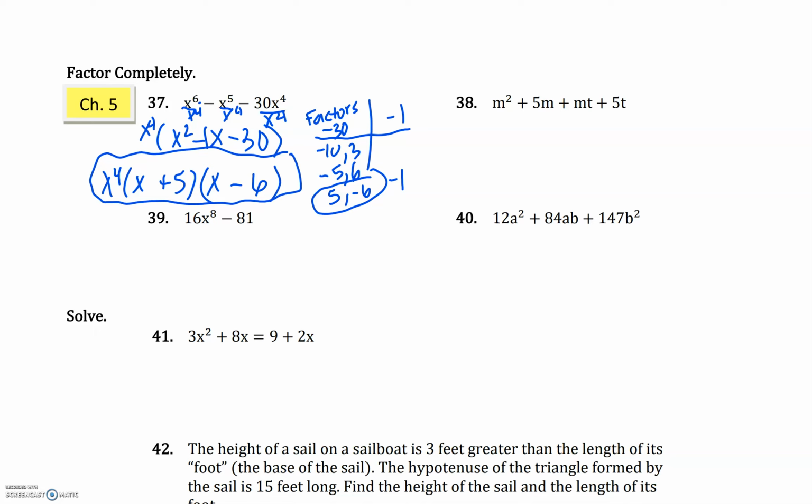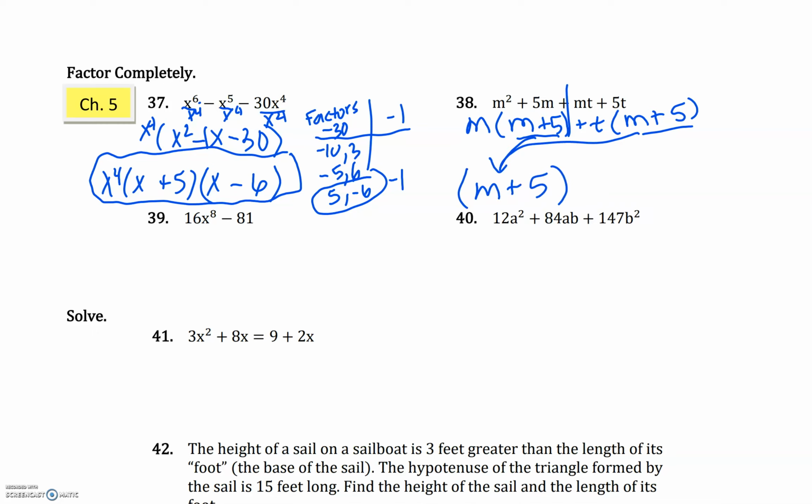Okay, number 38, we have 4 terms, which means we can factor by grouping. I like to chop it in half. I'm going to look at just the first 2, and I can factor out an m. And on the second half, I can factor out a positive t. So then I factor out the binomial that they have in common. That's m plus 5. And my leftovers in my other parentheses are m plus t. Now I can't factor anything else out of them, so I know that I'm done.